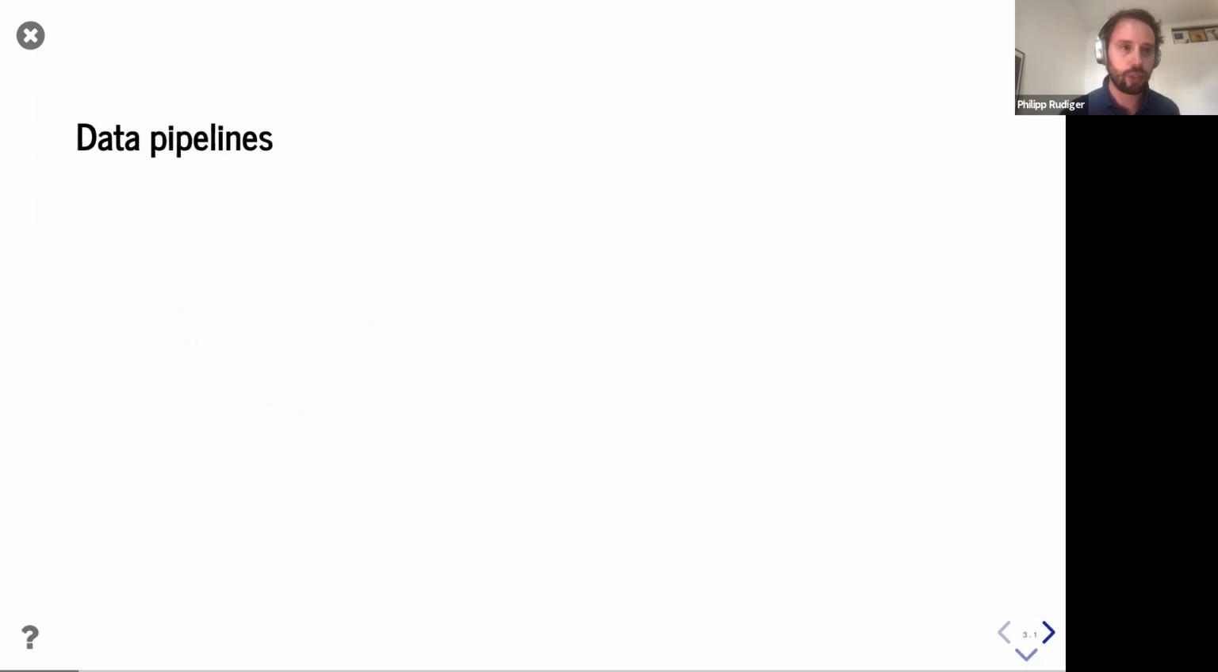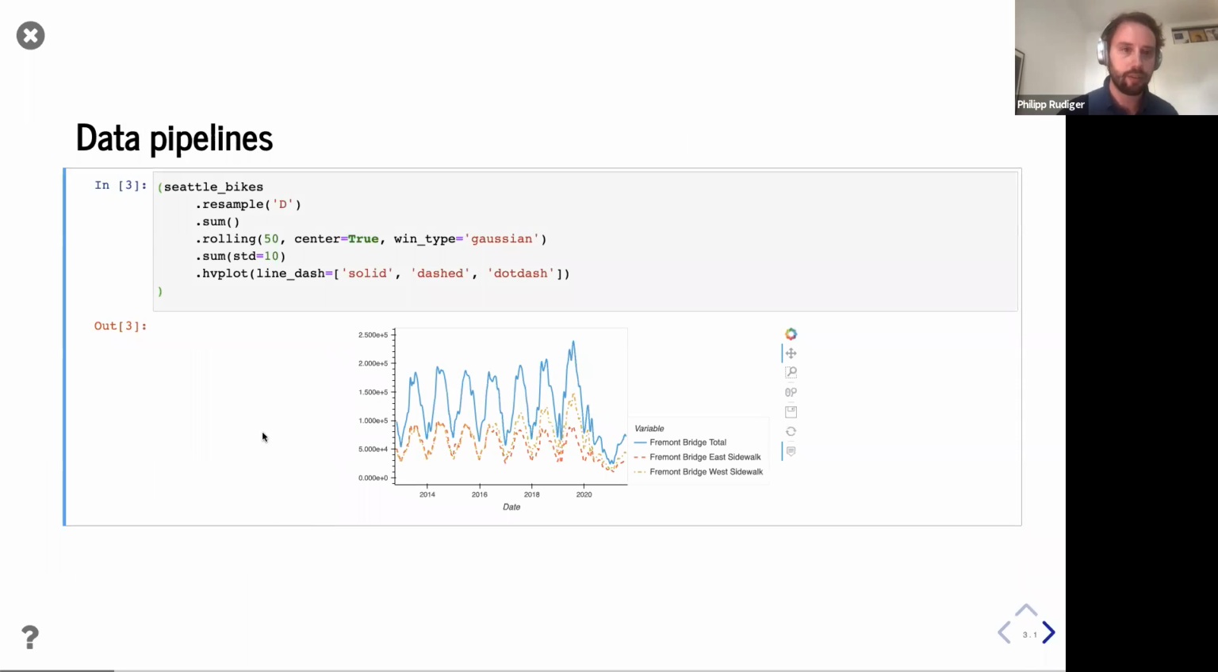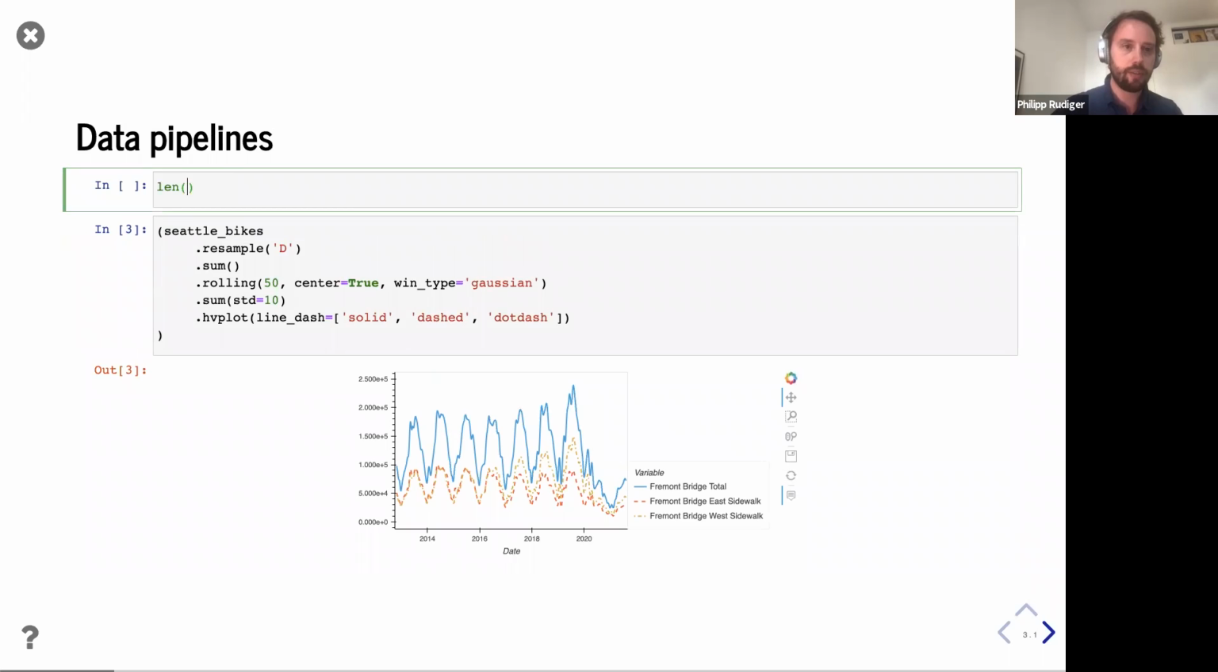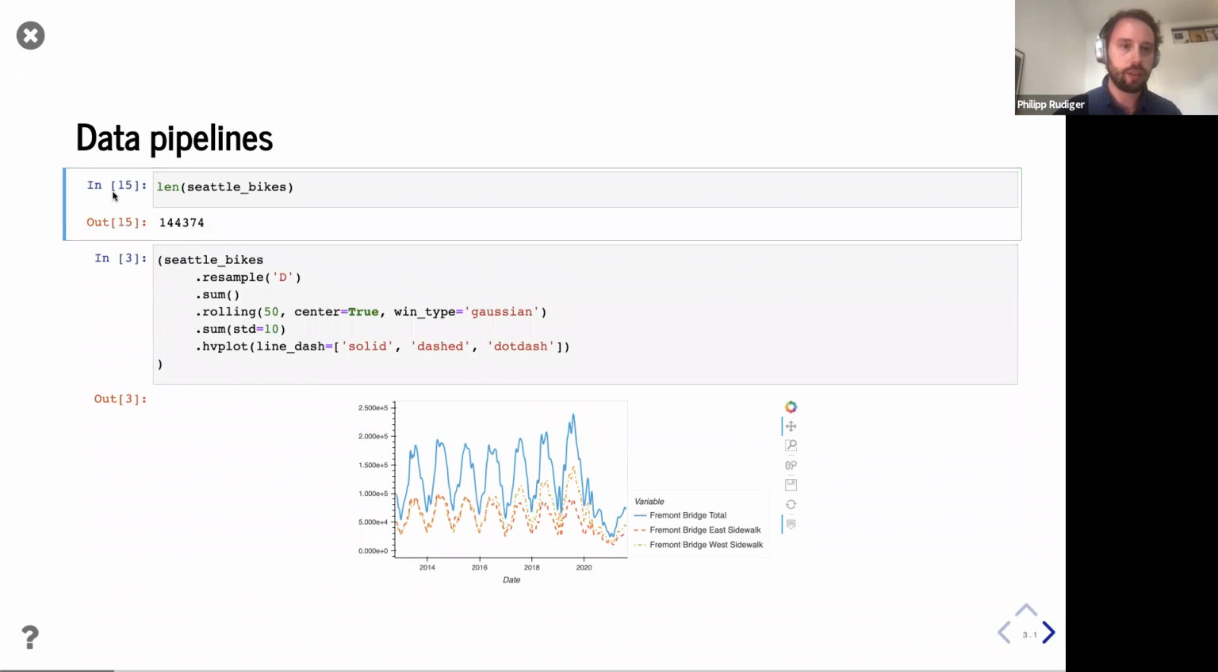So let's jump straight in and look at a particular data pipeline, actually operating on some data set, right? Here we're looking at the Seattle bike data set, which is loaded as a data frame. I've skipped the loading step. We now might want to perform a range of operations, right? This is actually a pretty large data set. If we look at the length of this data set, this is actually pretty long.